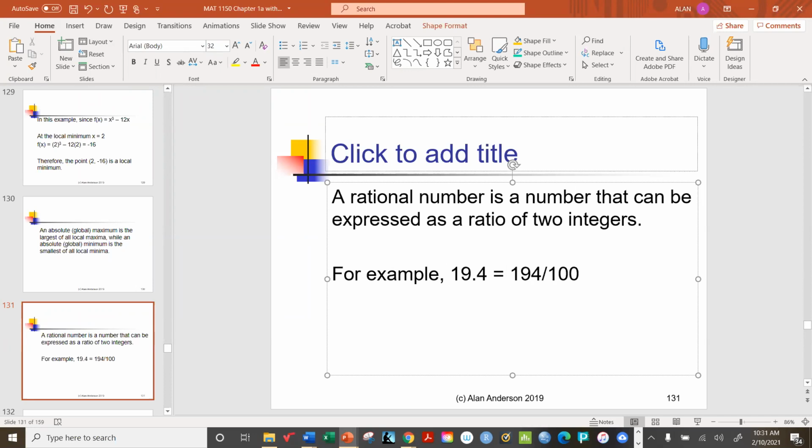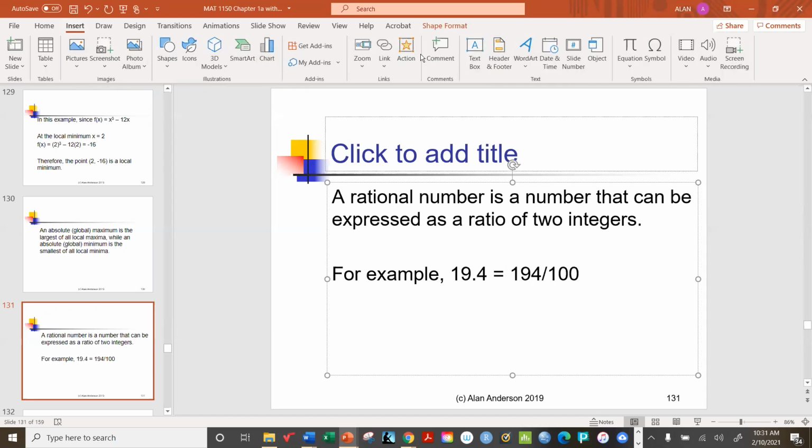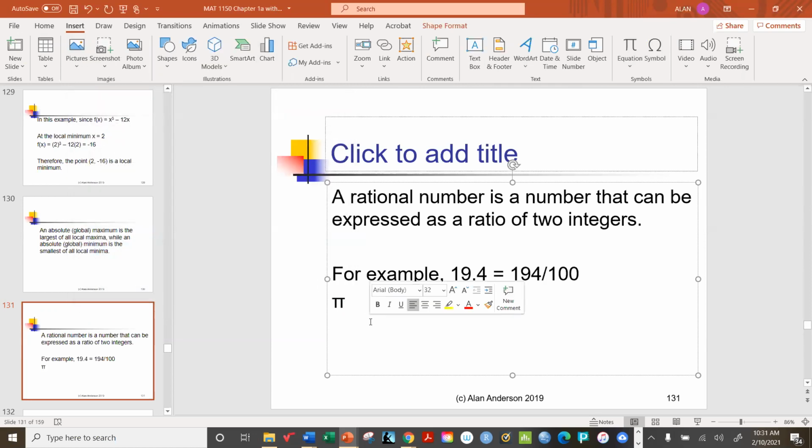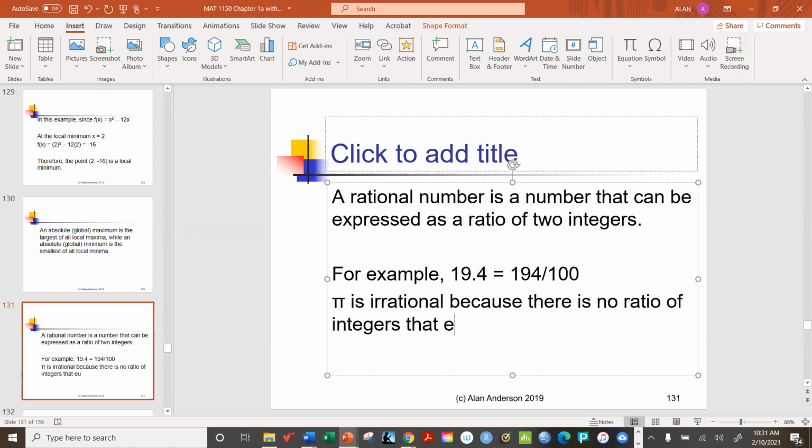But on the other hand, how about pi? All right, our old friend pi from high school. We know, or at least, you've been told that pi is irrational because there is no ratio of integers that equals pi. Now of course it took a while before people discovered that there were such things as irrational numbers, and let's just say that it caused a lot of controversy.